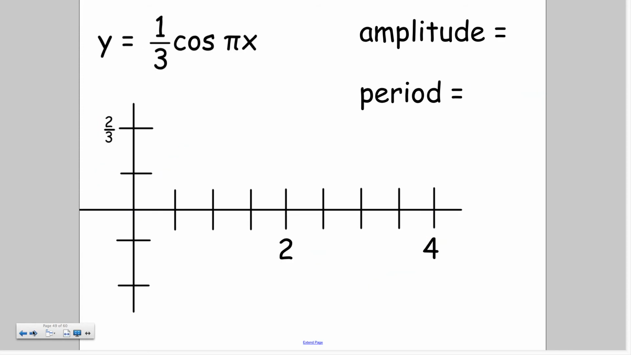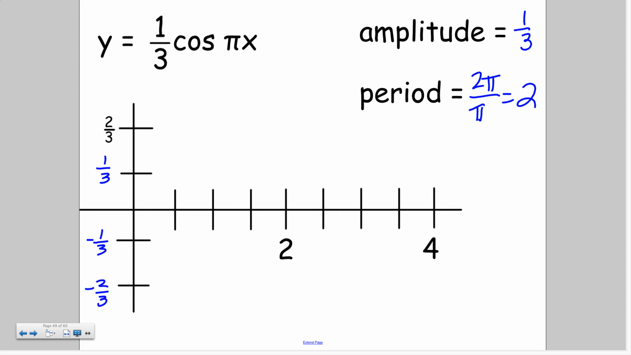Okay. So this time your amplitude is going to be 1/3 because it's the number in front. Period is 2 pi over whatever's in front of x, which in this case is pi. So here, those pi's are going to cancel. So your period is just 2. So we've got 1/3, negative 1/3.